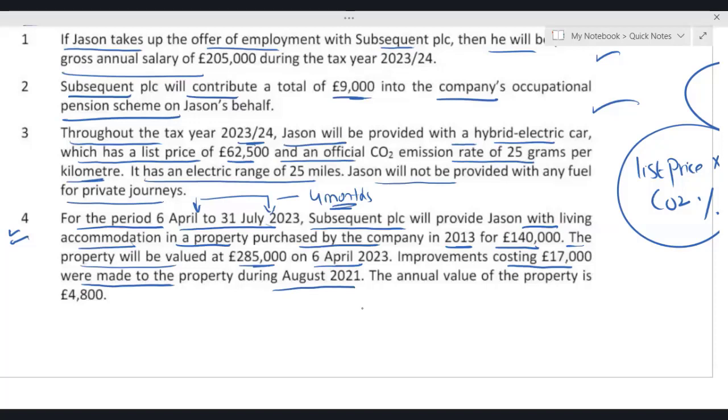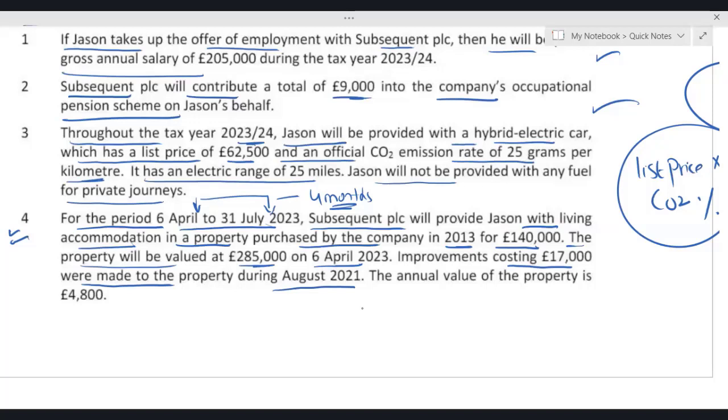providing this accommodation to Jason, and when this accommodation was given to Jason, number one, more than 6 years have passed. And second, the market value, which is 2,85,000, is after the capital expenditure of 17,000. So logically, the market value of 285 will itself have the impact of this 17,000. So you're not supposed to add this 17 to 285.